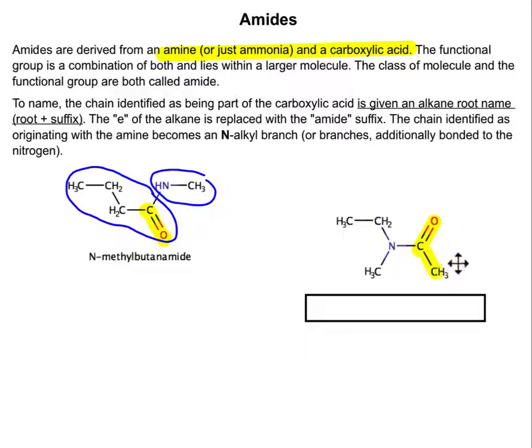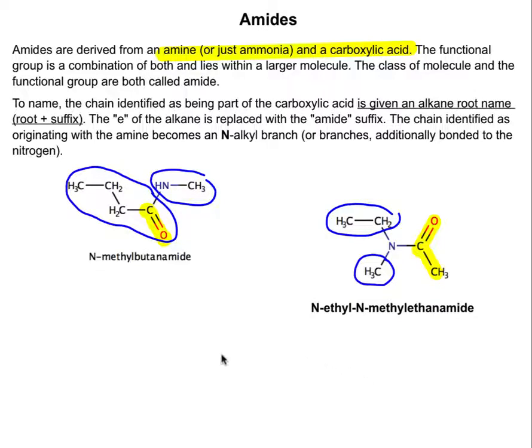Here's our C double bond O carbonyl group. So this part came with the carboxylic acid. That's a 2-carbon carboxylic acid, so that's going to be ethanamide. And we have 2 N branches. So here's an N-ethyl branch, here's an N-methyl branch. And so as you already know, we would list those alphabetically: N-ethyl, N-methyl, ethanamide.